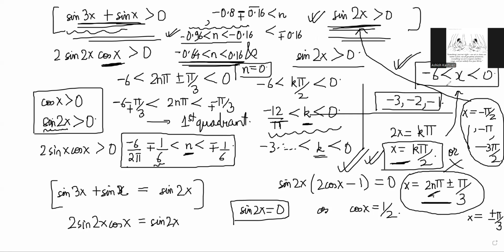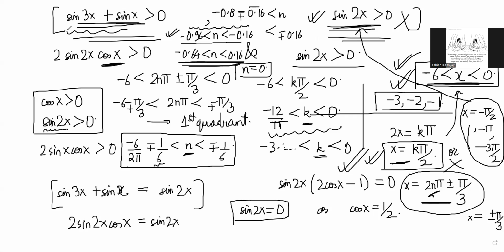And plus pi by 3 I will reject immediately. Right? Minus pi by 3 will satisfy at least this condition, and then it will not satisfy this condition. So actually there are no roots. Do you understand that no roots are coming?